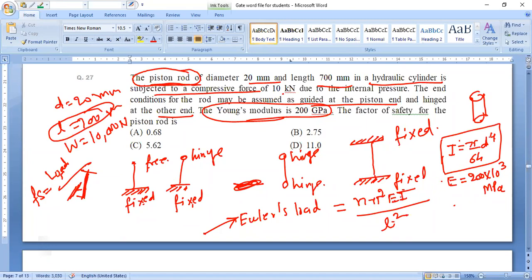Inertia can be found as pi by 64 d to the power 4. D is given, 20. So first of all, tell me the inertia. How much is the inertia coming? Pi by 64, 20 to the power 4. Solve it. How much?